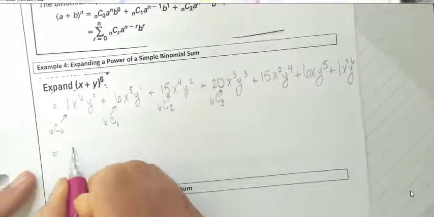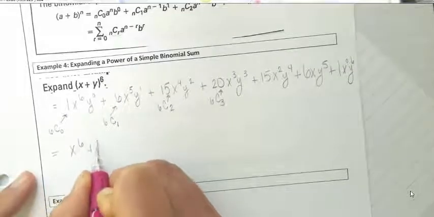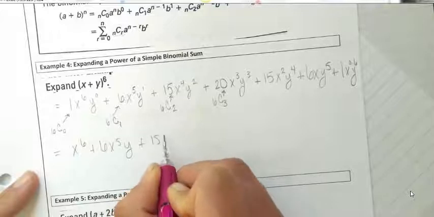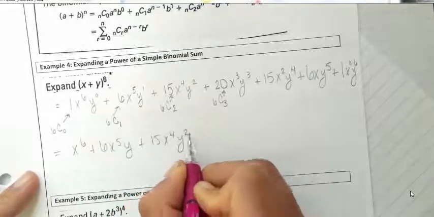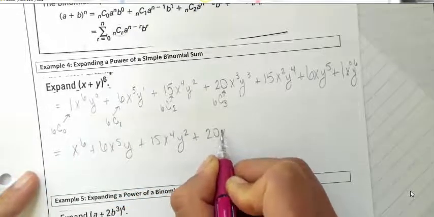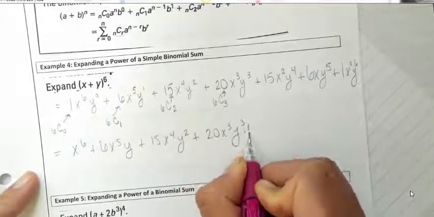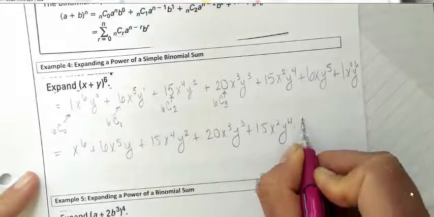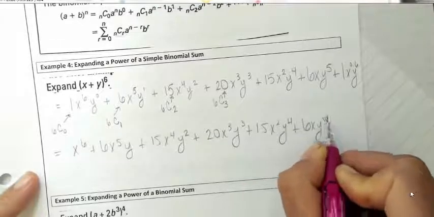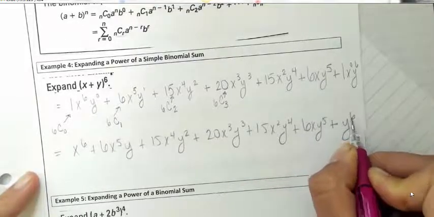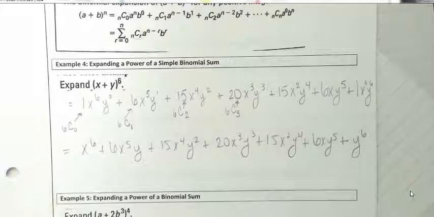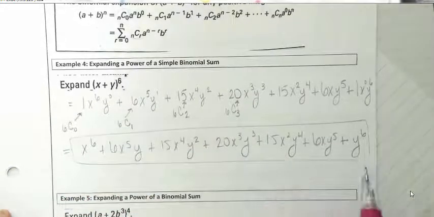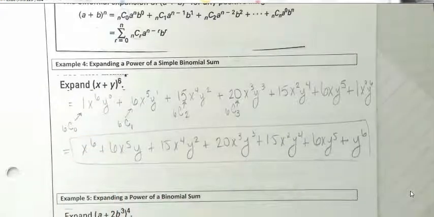So if I simplify this, this would be x to the 6th plus 6x to the 5th y plus 15x to the 4th y squared plus 20x cubed y cubed plus 15x squared y to the 4th plus 6x y to the 5th plus y to the 6th. Way quicker than multiplying x plus y by itself 6 times.